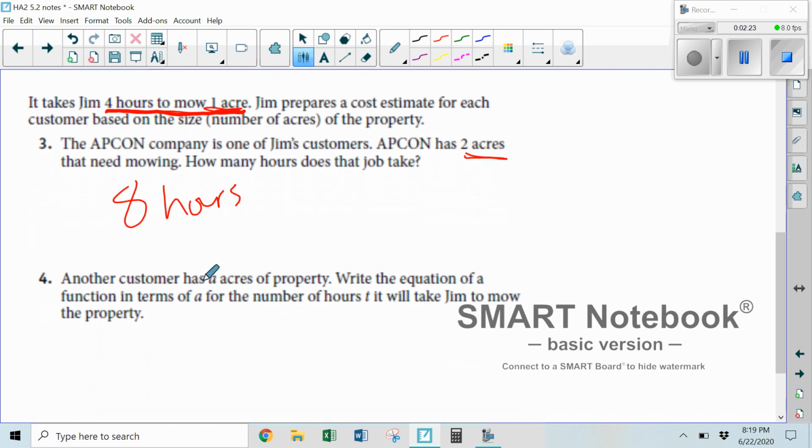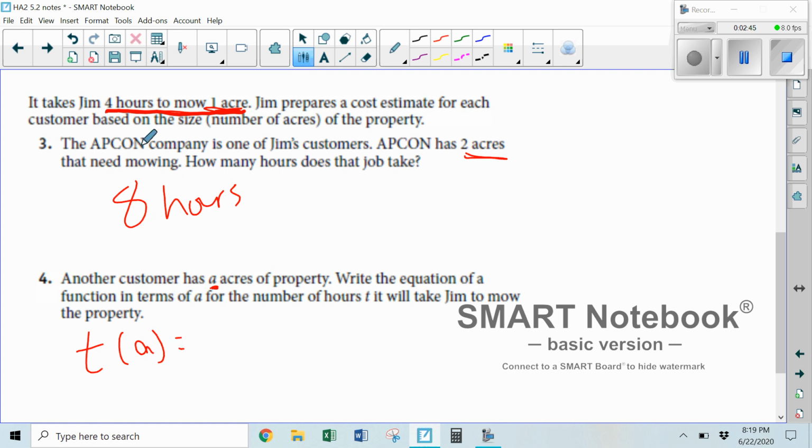Number 4, another customer has A acres, so kind of like before, instead of 2, he has A acres. We're not sure, it could change depending on the job or the day. Write the equation of Jim's function. Write the equation of a function in terms of A for the number of hours T it will take Jim to mow the property. The amount of time in terms of hours.